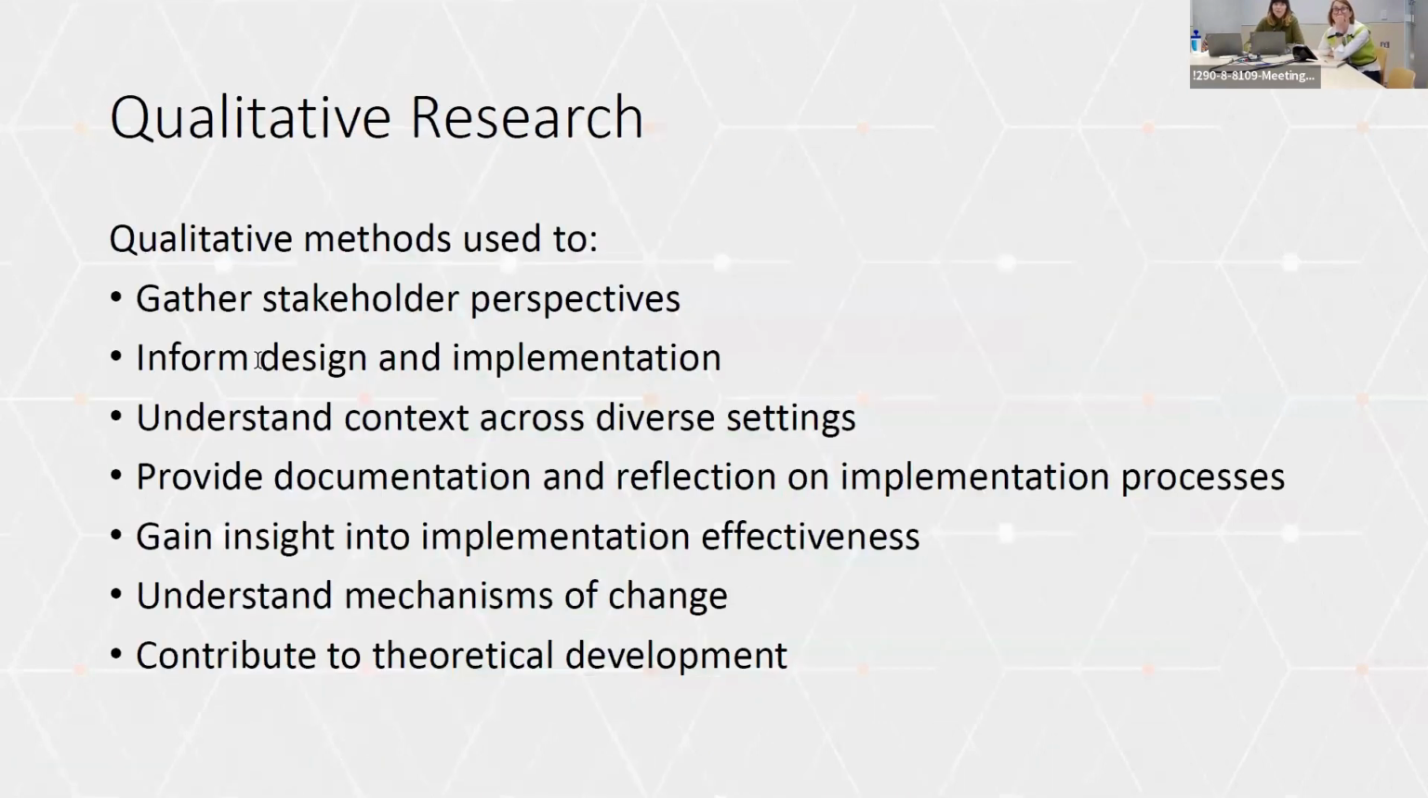Okay, so we're going to go on to qualitative methods and then we'll talk about mixed methods. I'll try to be quick, just given our time. In implementation science research, qualitative methods are usually used to get stakeholder perspectives, inform design and implementation processes, understand the context in which the intervention is going to be implemented, and provide documentation and reflection on the processes.